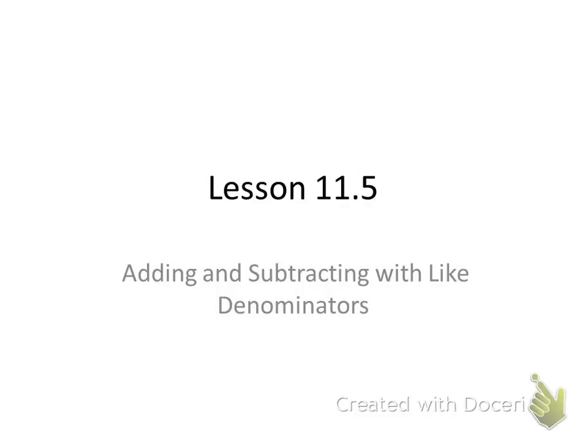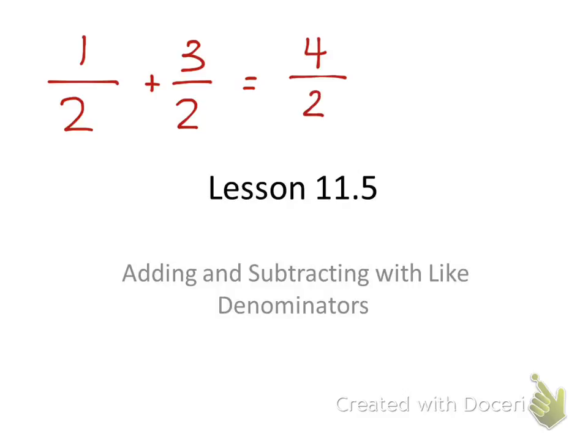So if I have 1/2 plus 3/2, I know that I can add these fractions together because they have common denominators. So what I'm going to do is I only add their numerators. 1 plus 3 is 4, and whatever the common denominator is that they have, I keep. So it would be 4/2.